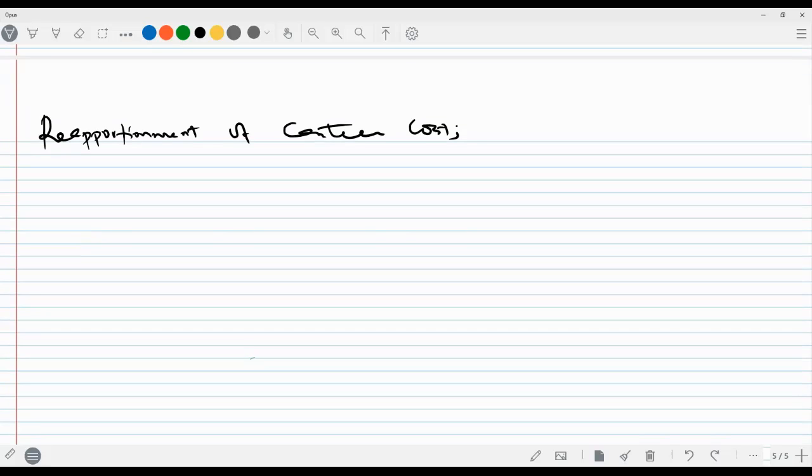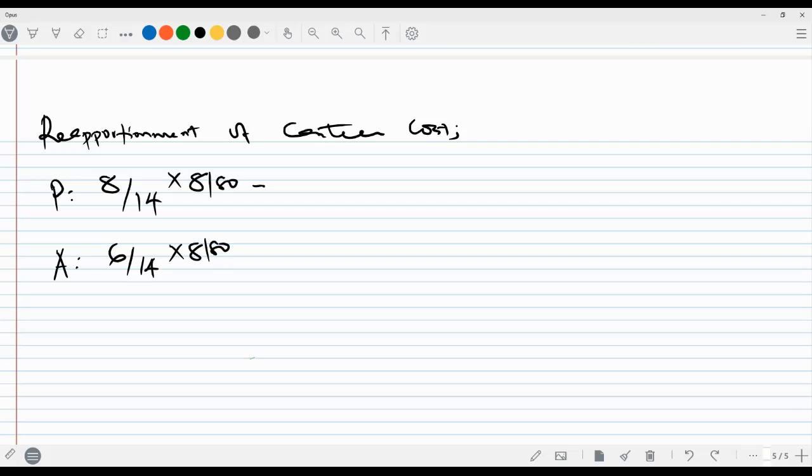So the canteen cost is equal to 8180, and we are going to reapportion that canteen cost based on the employees. Here is the allocation: the preparation department and the assembly department. The preparation department has 8 employees out of 14. The assembly department has 6 out of the 14. Therefore, you multiply by the canteen cost of 8180. How much does that give us for the preparation?